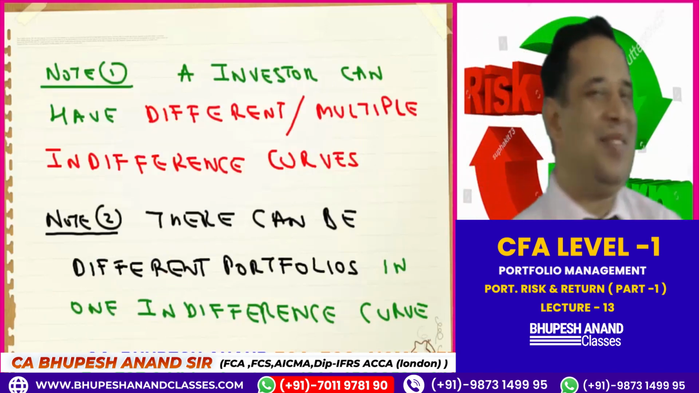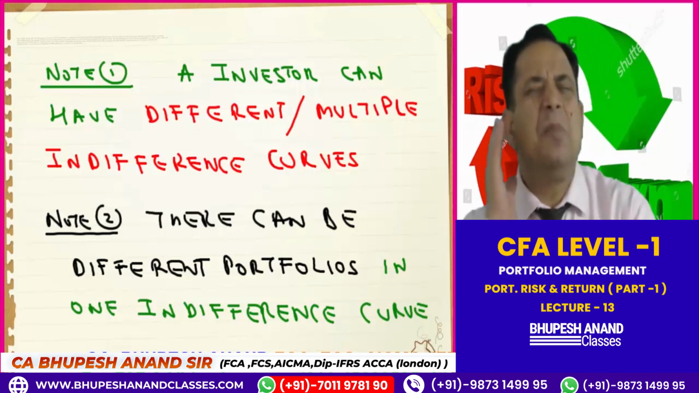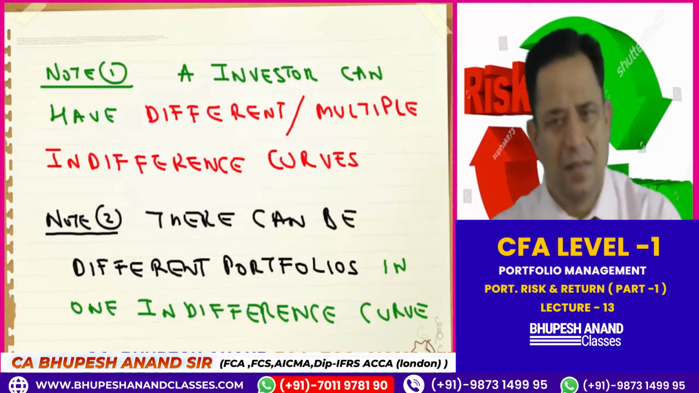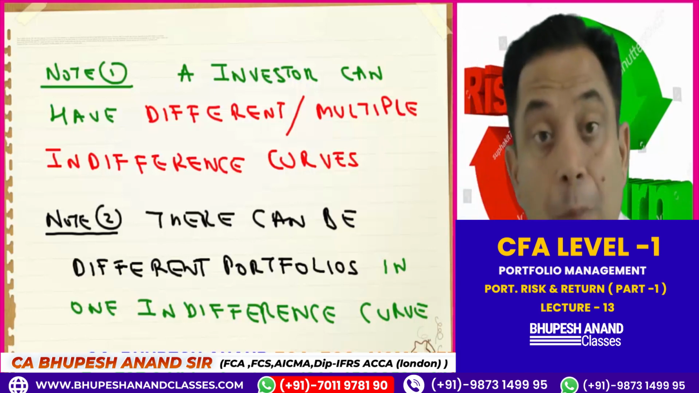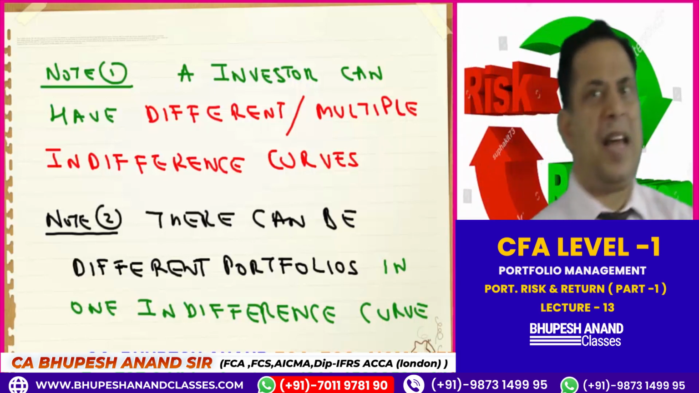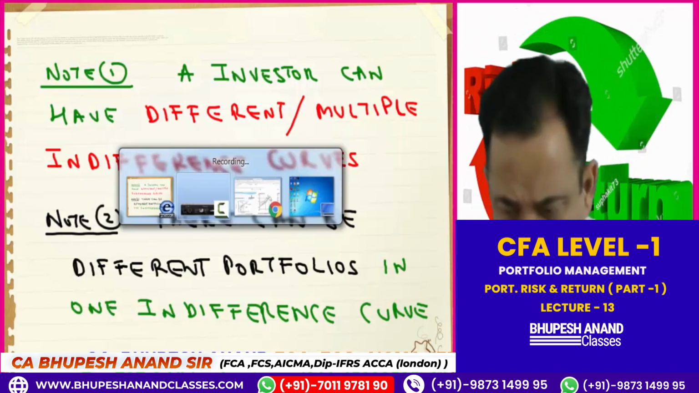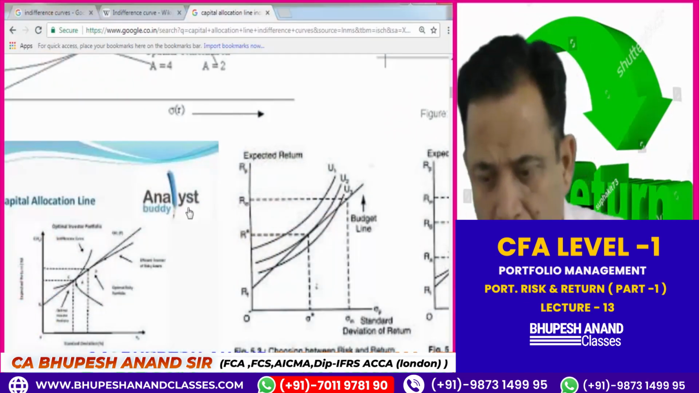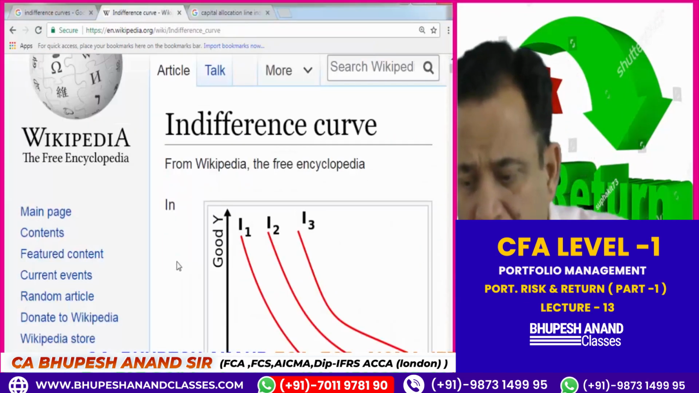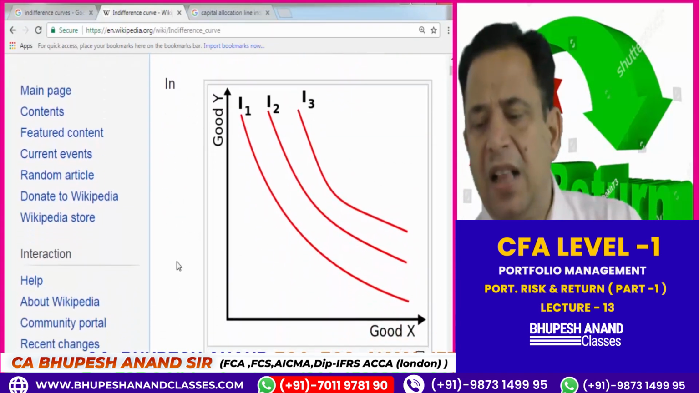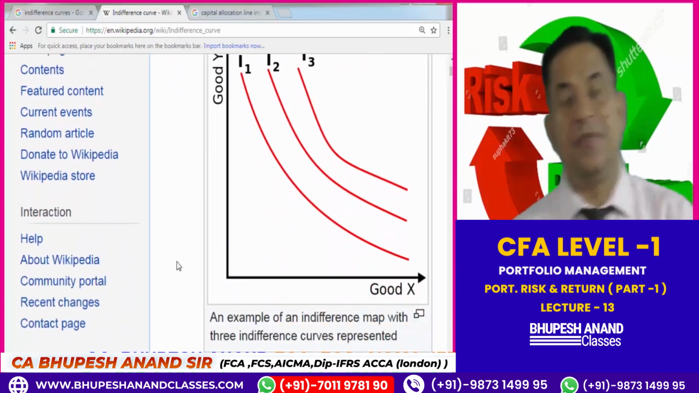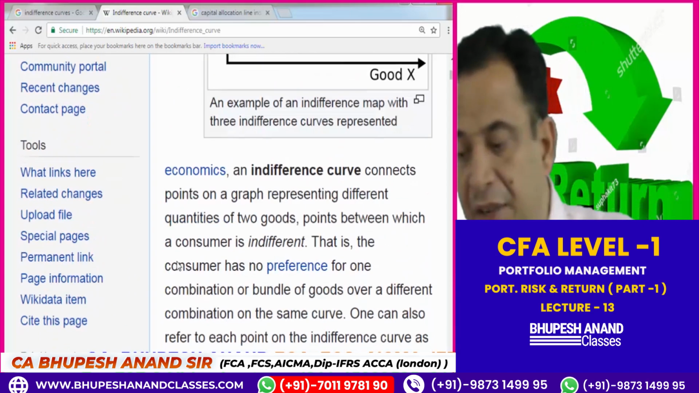Please note down these notes. Very important. Note number 1: an investor can have different or multiple indifference curves. There can be different types of indifference curves. I have taken the help of Google also, as per Wikipedia, to see how many types of indifference curves there can be. Now see, there can be different types.